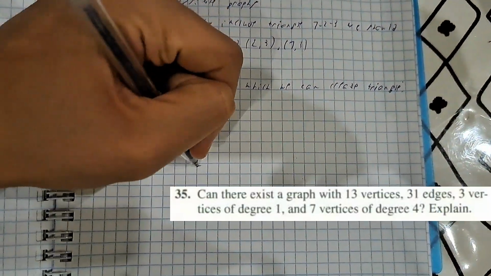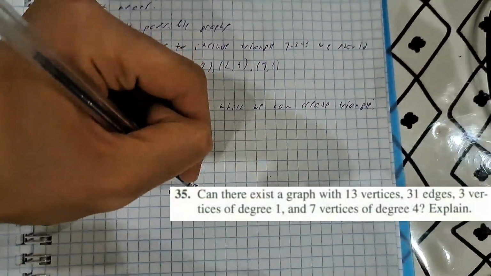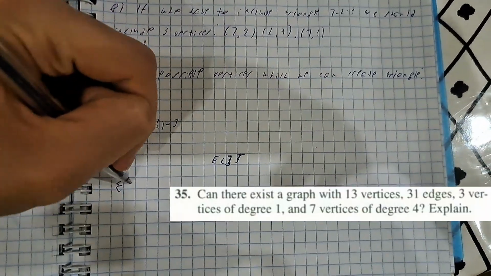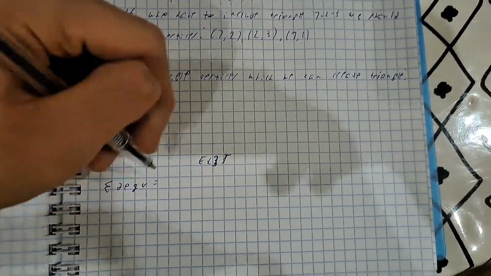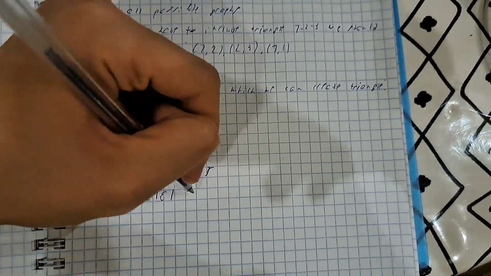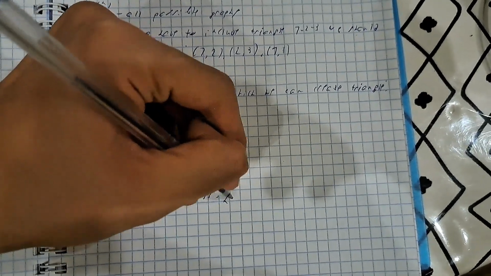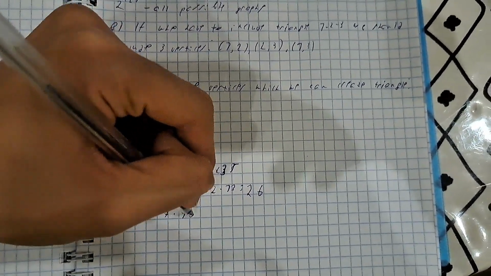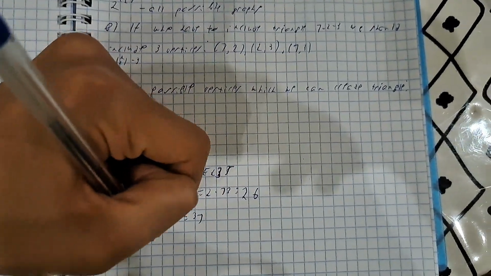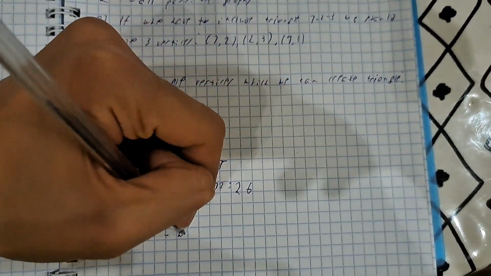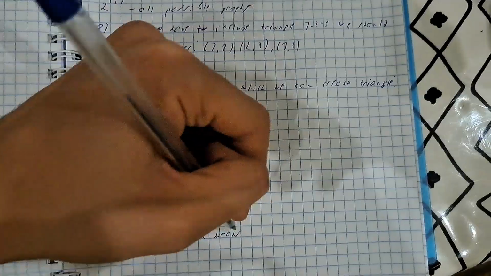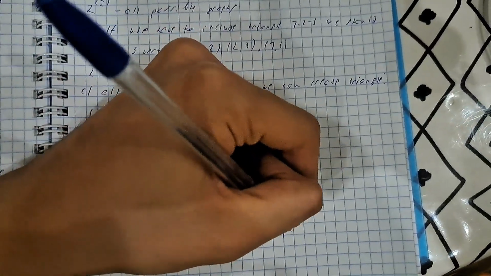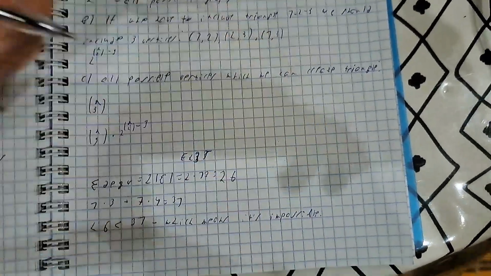Next, exercise 35. We can check whether there exists a graph with 30 vertices, 32 edges, 3 vertices of degree 1 and 7 vertices of degree 4. It's not possible because by the Euler formula the sum of degrees has to be 26, but actually the sum of degrees equals 31. It's more than 26 and it's an odd number.